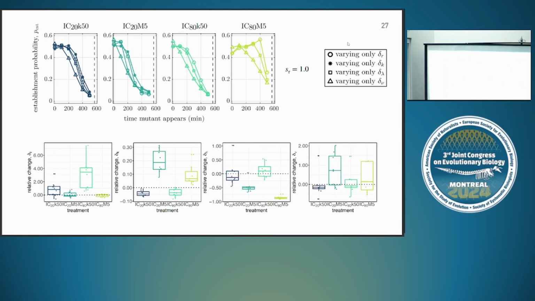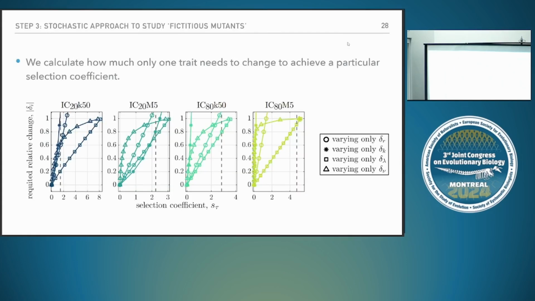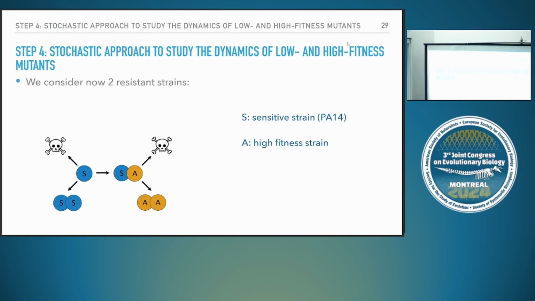I'm going to skip all this. And also to say that we also calculated the relative change required in order to achieve a certain selection coefficient, and those ones that require the least change are those ones that will be better adapted in the experiment. Again, I'm omitting a lot of details here. All right, so I think I'm going to skip this part.